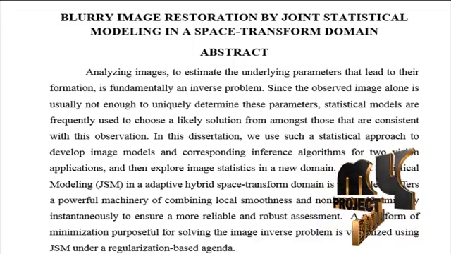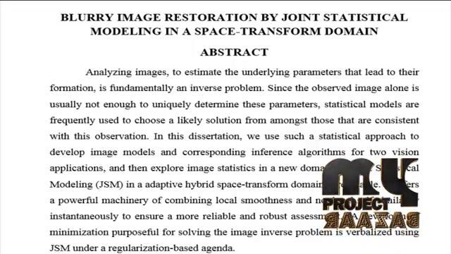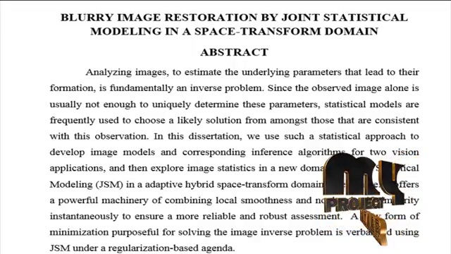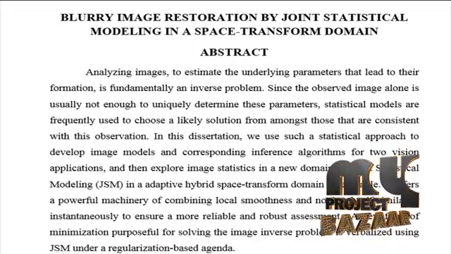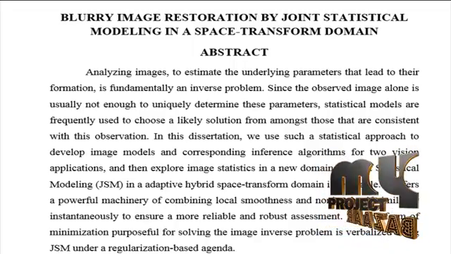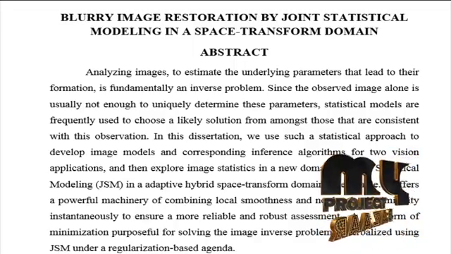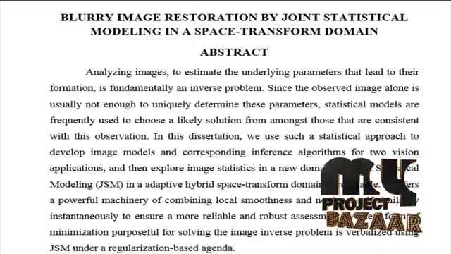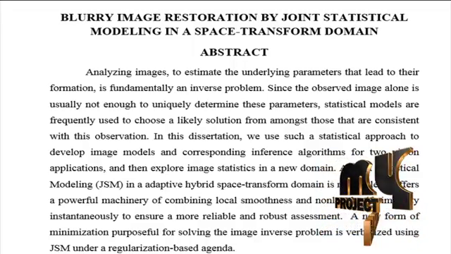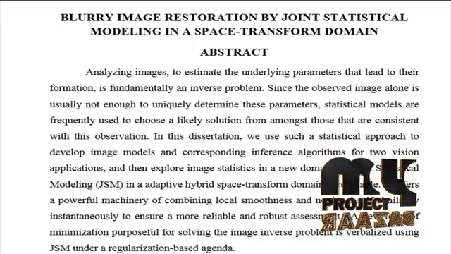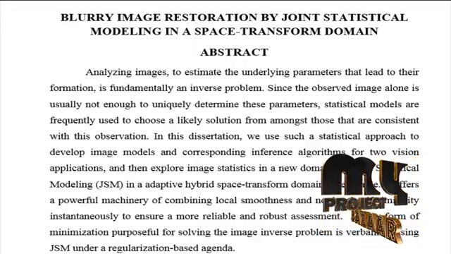Joint statistical modeling in an adaptive hybrid space transform domain is reputable. It offers a powerful machinery of combining local smoothness and non-local self-similarity simultaneously to ensure a more reliable and robust estimation. A new form of minimization suitable for solving the image inverse problem is formulated using JSM under a regularization-based framework.